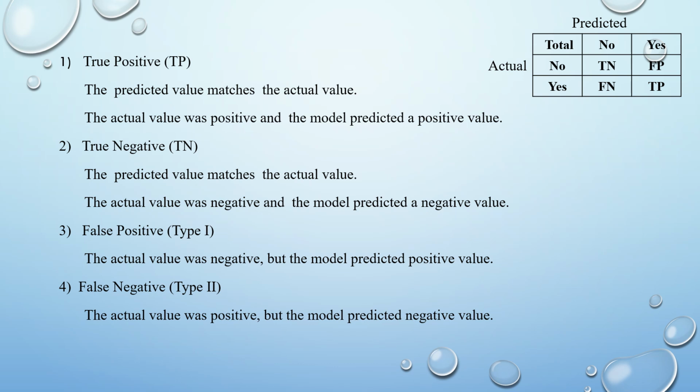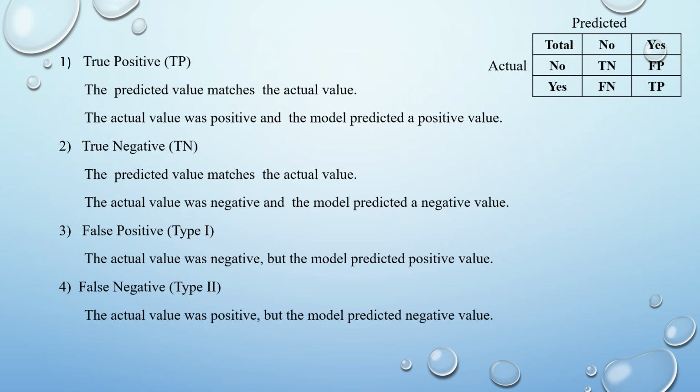In machine learning, we predict the value. There are two types of values. First is actual value, which means the original value, and second is the value we predict, that is the predicted value. So there are four terms in confusion matrix.